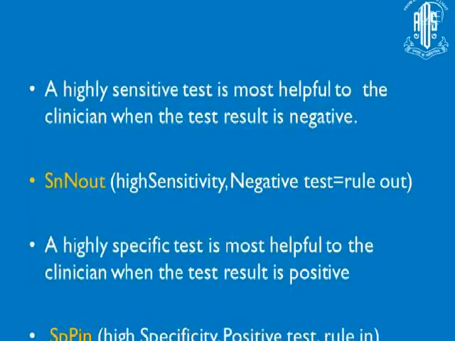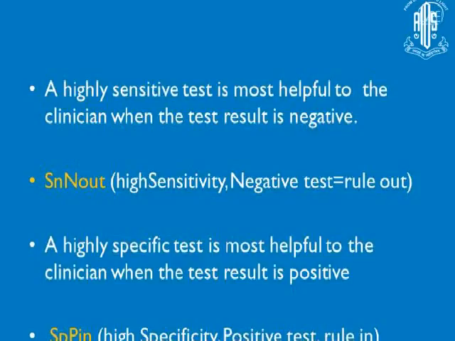So a highly sensitive test is basically more helpful to a clinician when the test is negative. So remember this mnemonic, SNOUT, something which is very commonly mentioned. SNOUT means high sensitivity and a negative test rules out a disease. Similarly, the other thing to be remembered is SPIN, or a high specificity and a positive test rules in a disease. So SNOUT and SPIN, remember them, they will help you further.